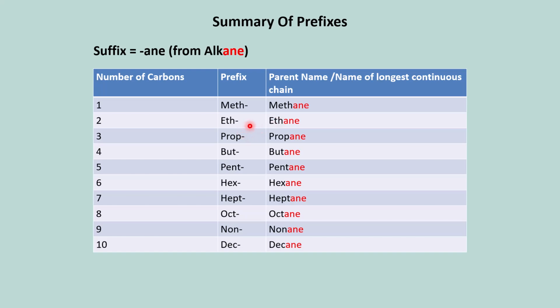If the number of carbons is 2, we have eth, which means the name of the parent chain will be ethane. For 3, we have propane, and for 4, butane. The same goes for pentane, hexane, heptane, octane, nonane, and decane. So it is important to know the number of carbons in the longest continuous chain, as this gives us the parent name.